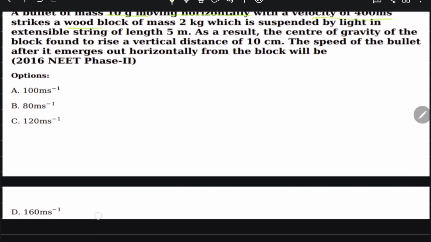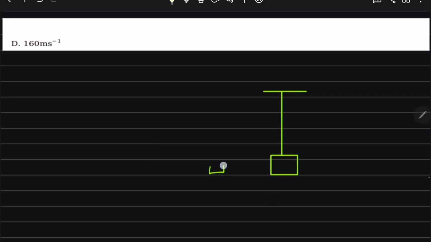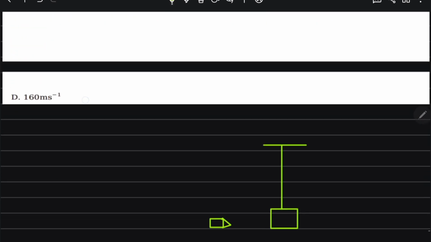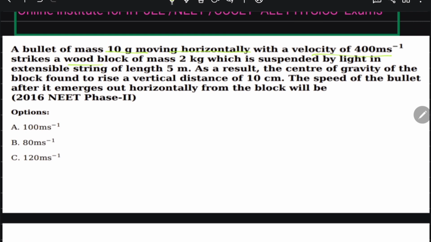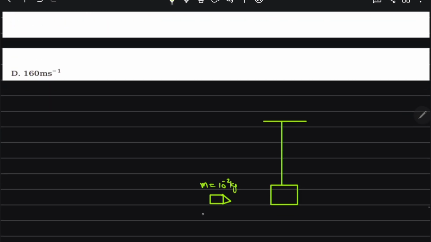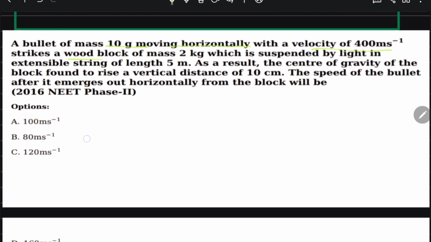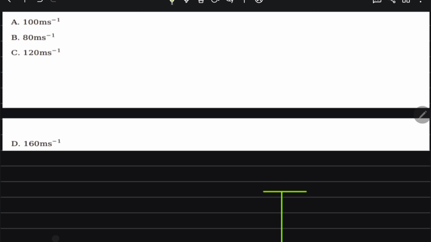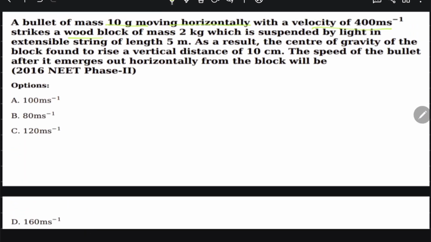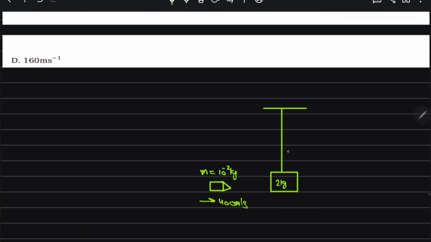This is a bullet of mass 10 gram, that is 10 to the power minus 2 kg, moving with a velocity of 400 meter per second, and it strikes a wooden block that has a mass of 2 kg, which is suspended by an inextensible string of length 5 meter.